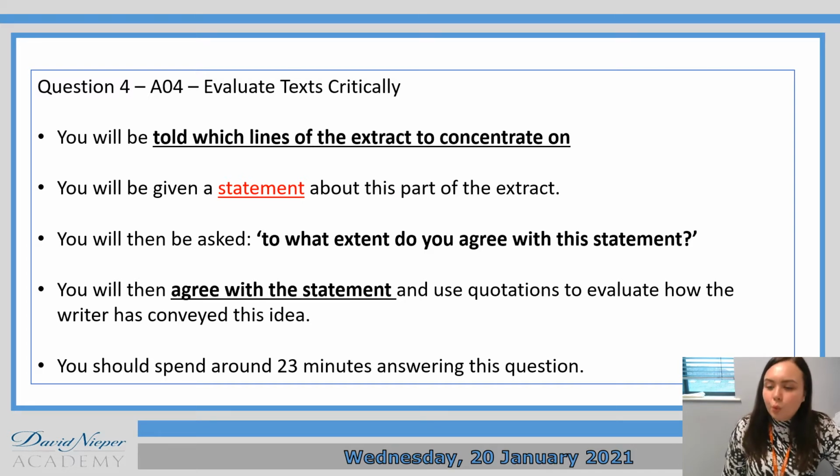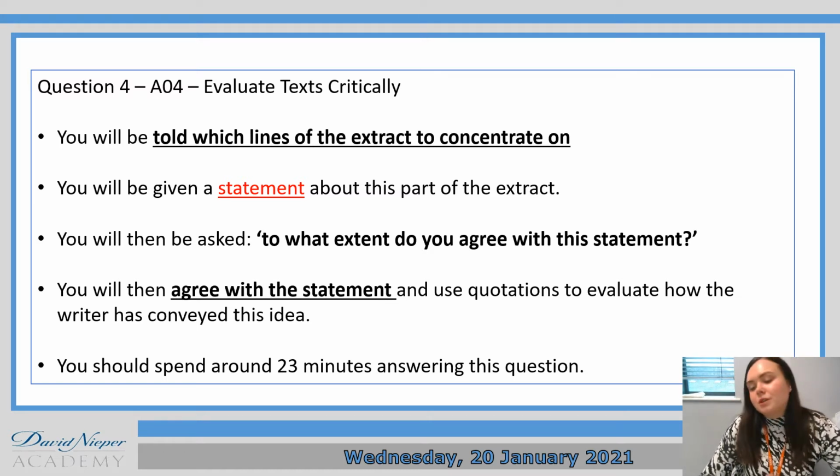It is worth 20 marks, which, if you think about it, each paper is worth 80. Question 5 is worth 40 of those marks. So question 4 holds half of the marks on the reading section. So you've already done 3 questions that equate to 20 marks. This one can potentially get you 20.